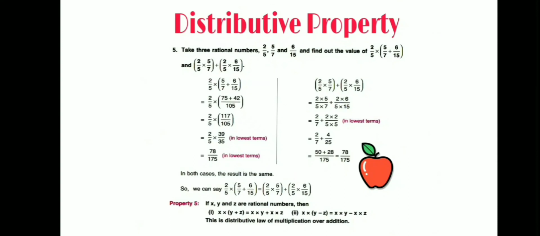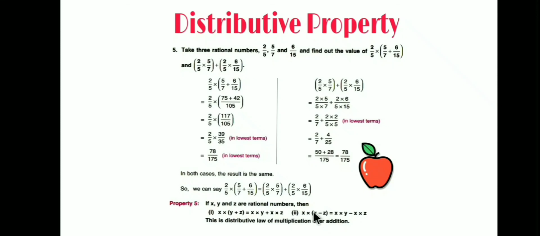This is why the number 1 is the identity element under multiplication. Next is the distributive property of multiplication. Suppose there are three rational numbers x, y and z. Then x into (y plus z) is equal to x into y plus x into z, or x into (y minus z) is equal to x into y minus x into z.